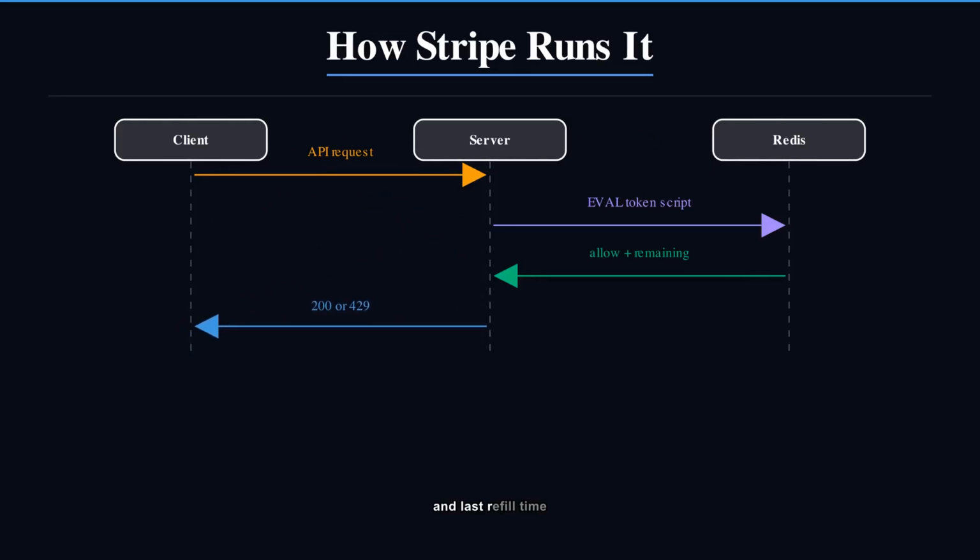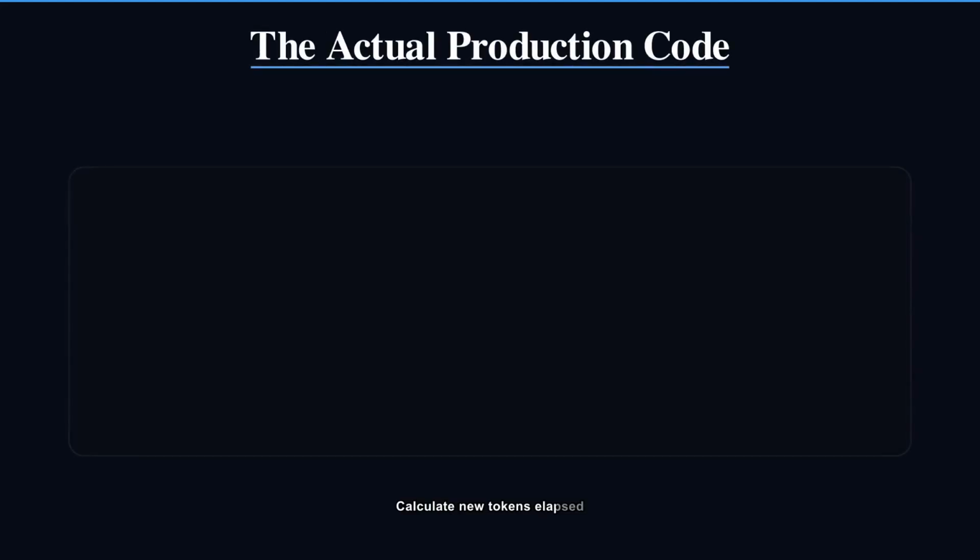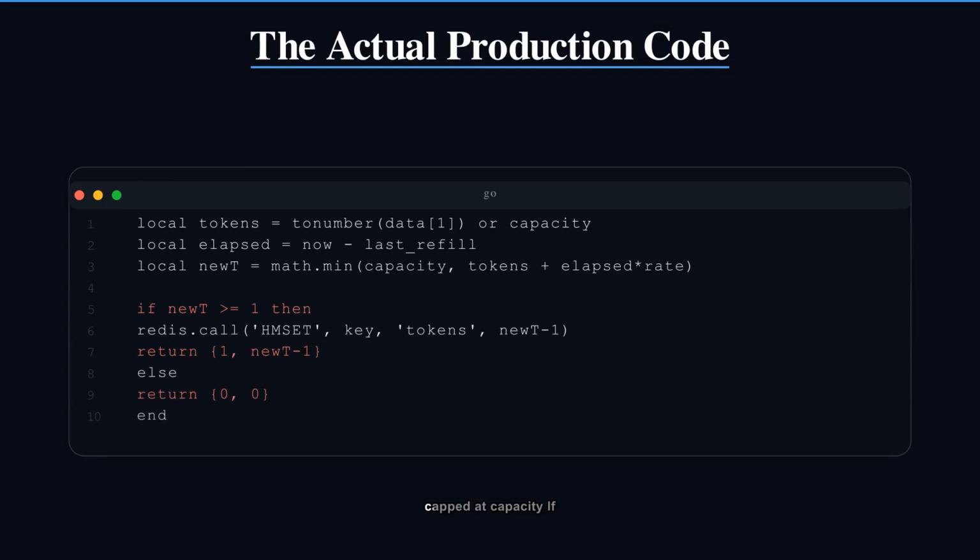Read tokens and last refill time. Calculate new tokens, elapsed seconds times refill rate, capped at capacity. If at least 1 token remains, deduct it and allow, otherwise reject. All inside one atomic Lua script, no race conditions possible.